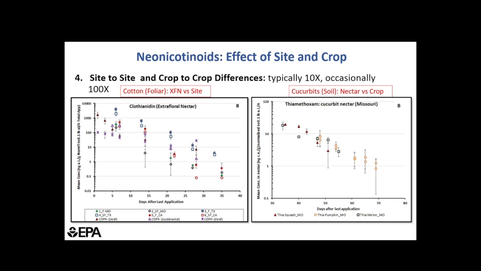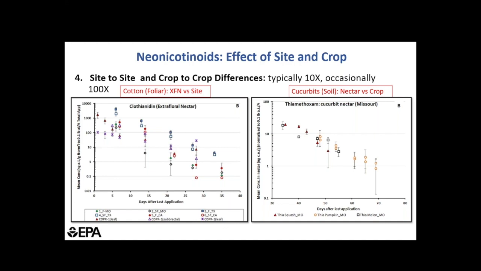With respect to the effect of crop, this plot here shows thiamethoxam in nectar of various cucurbit crops, all measured at one site in Missouri. So this is squash, pumpkin, and melon that are represented by the different symbols. And when you compare residues at similar points in time, they're actually pretty close. Most of them are within a factor of 2 or so.